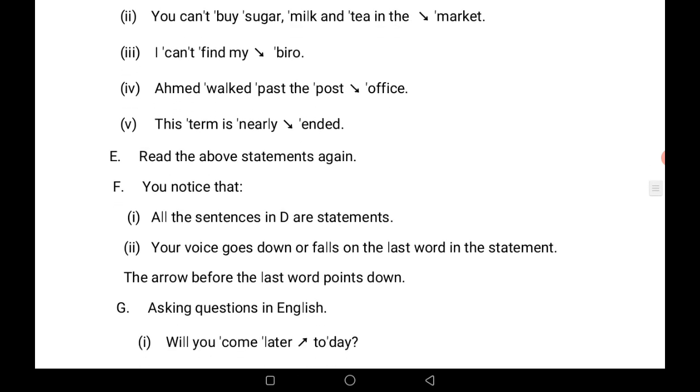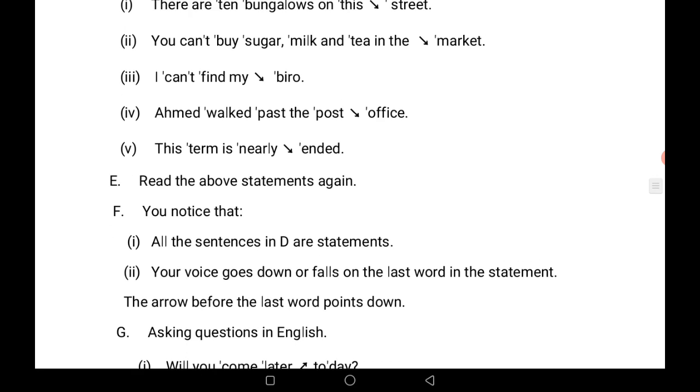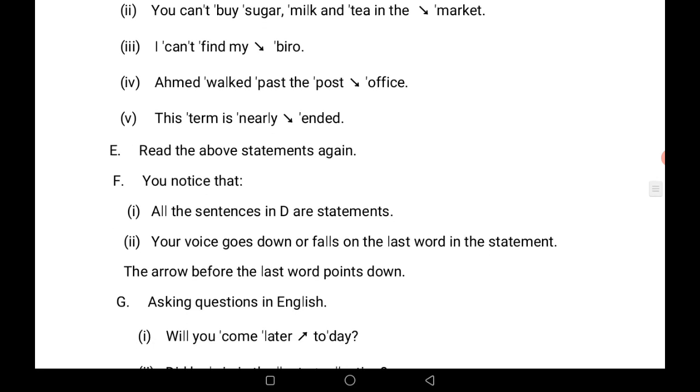So it means all statements take a falling tune. And you can see that there is an arrow before the last word. So the arrow pointing down is indicating a falling tune.